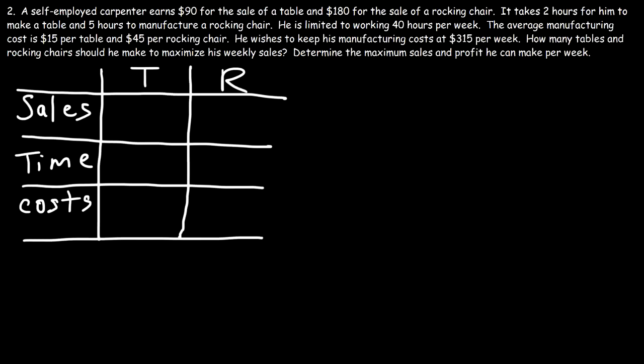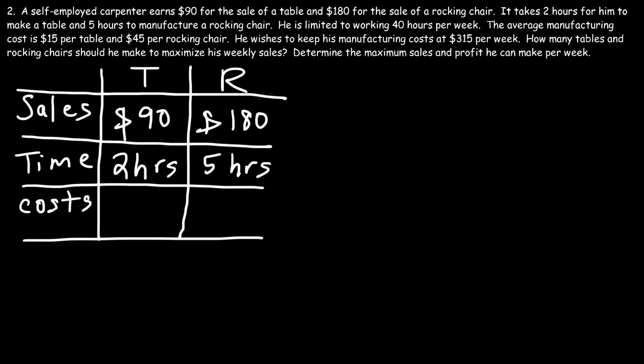So the sale for each table is $90. And the sale for a rocking chair is $180. It takes him 2 hours to make a table and 5 hours to make a rocking chair. And the cost per table is $15, and the cost to make a rocking chair is $45. So with this information, we need to write 3 equations, 1 for the objective function and 2 for the constraints.